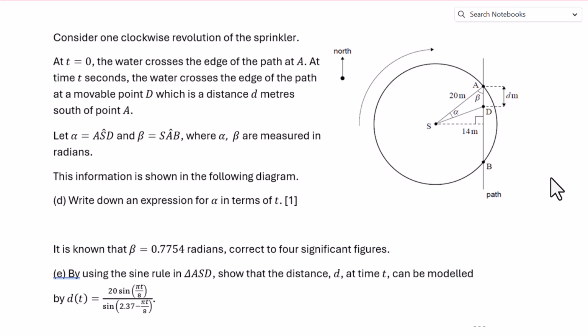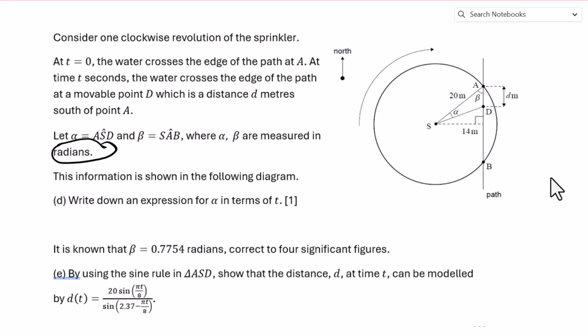Consider one clockwise revolution of the sprinkler. At t equals 0, the water crosses the edge of the path at A. At time t seconds, the water crosses the edge of the path at a movable point D, which is a distance d meters south of point A. Let alpha equals angle ASD, beta equals angle SAB, where alpha, beta are measured in radians.